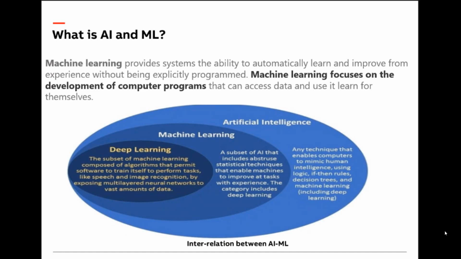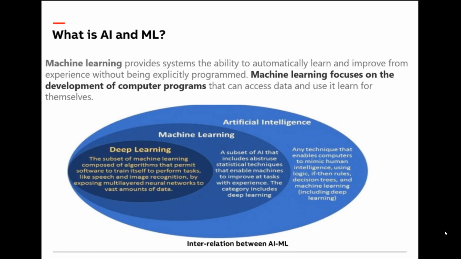So AI is any technique that enables the computer to mimic human intelligence. That is, whatever humans used to do, their decision making or anything which humans can do, the machine can mimic the same thing. So that's what AI is all about.